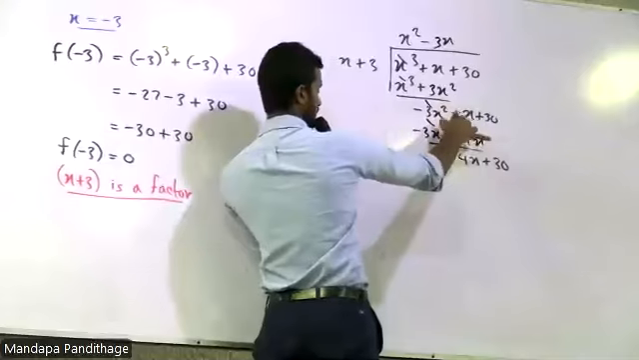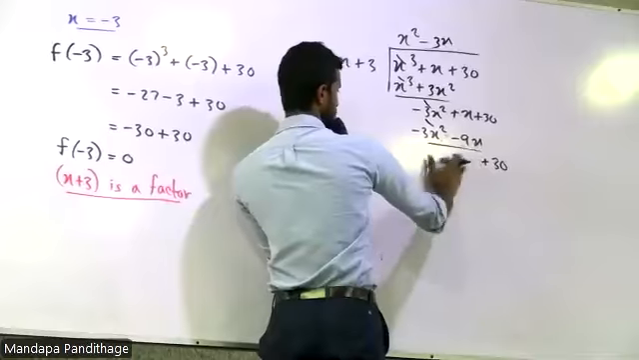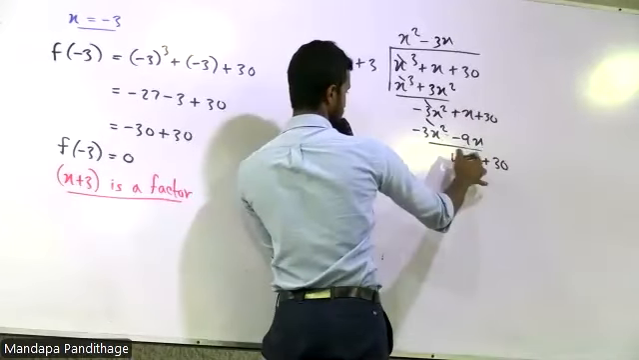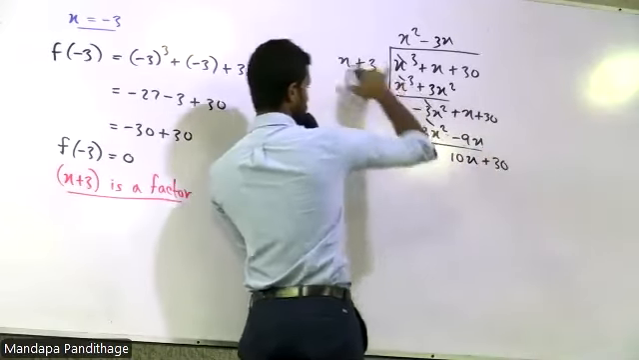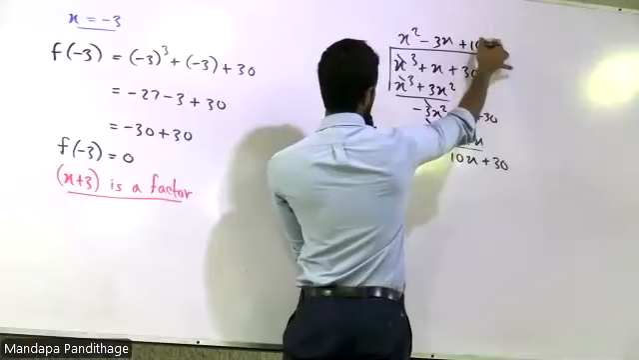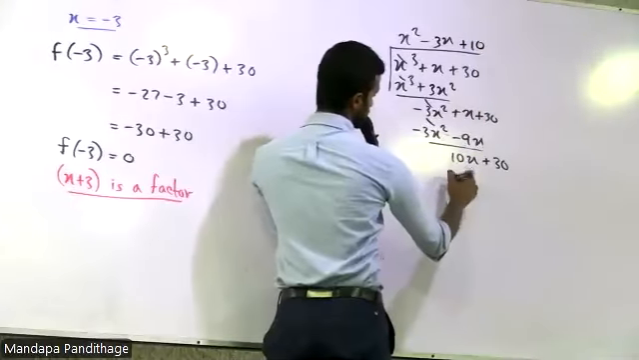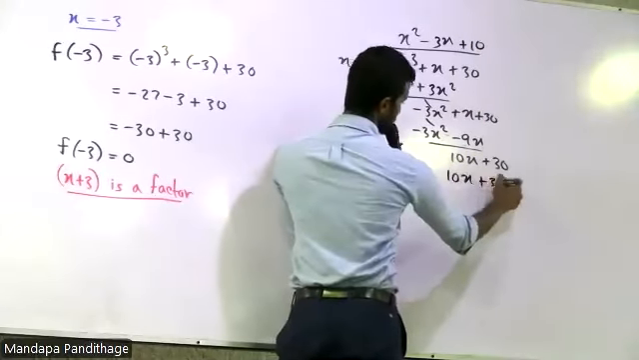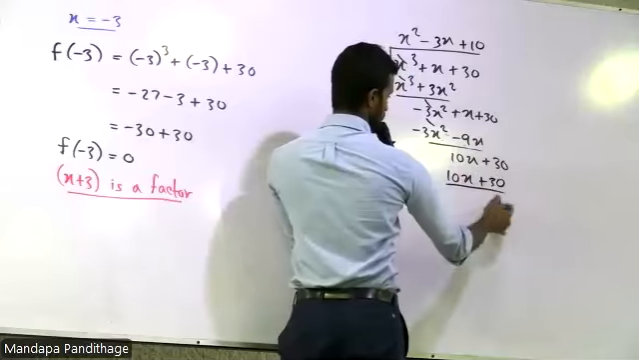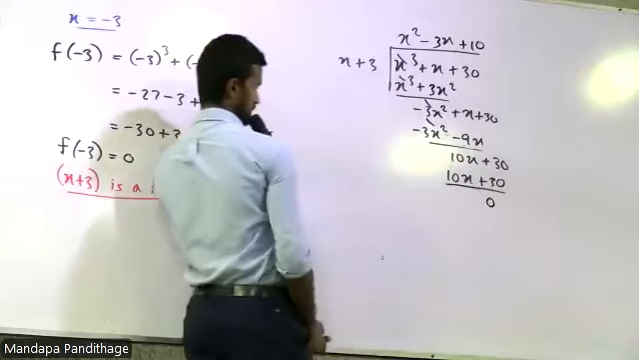These two cancel off. X minus minus is plus x plus. So 1 plus 9 is 10. 10x divided by x is plus 10. When you multiply, it's 10x plus 30. So these two cancel off. It's 0. It should be 0.